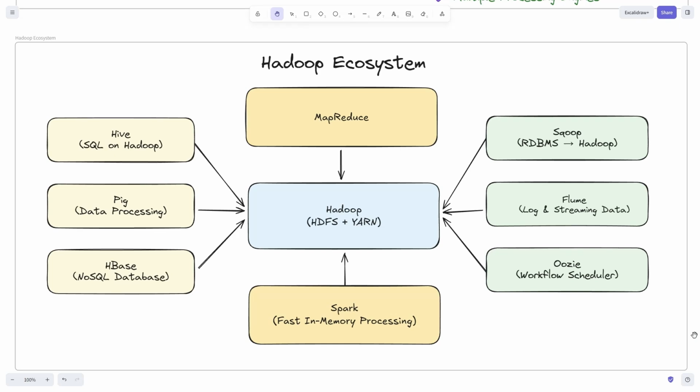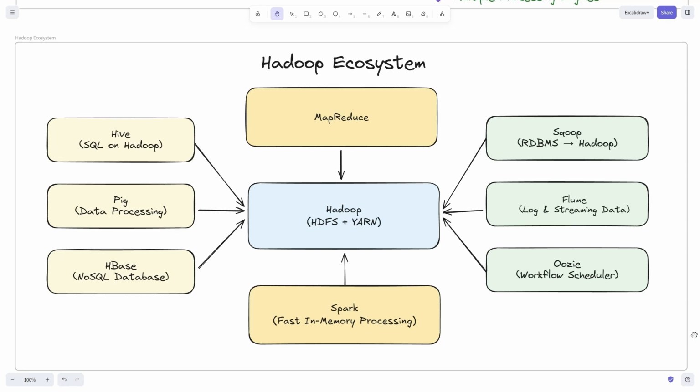Hadoop by itself provides storage and batch processing, but working directly with HDFS and MapReduce is complex and low-level. To make Hadoop easier and more practical, additional tools were built around it. This collection of tools is called the Hadoop ecosystem. Each tool in the ecosystem solves a specific problem.